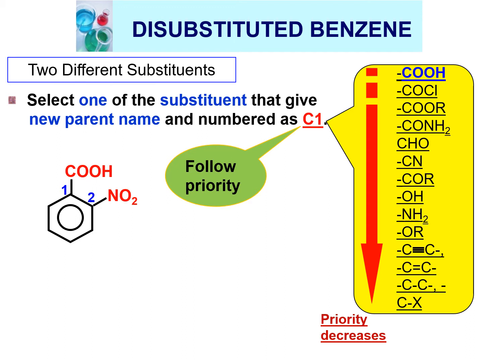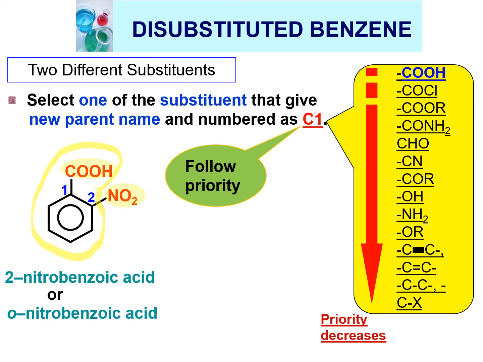So now, the COOH has higher priority than NO2. So COOH is numbered as carbon 1, followed by NO2 as carbon number 2. So the name becomes 2-nitrobenzoic acid, or ortho-nitrobenzoic acid.